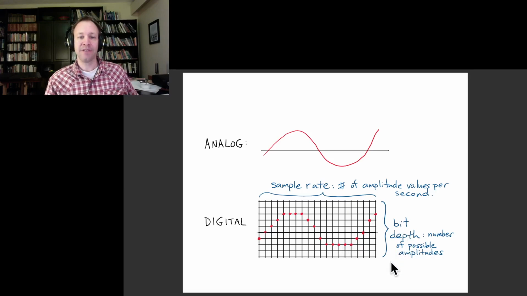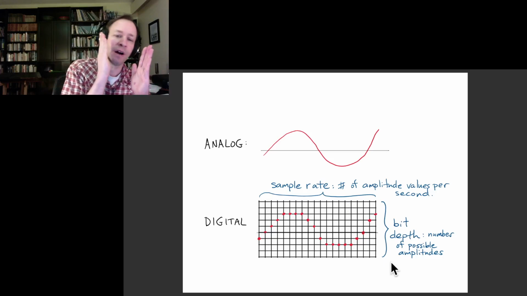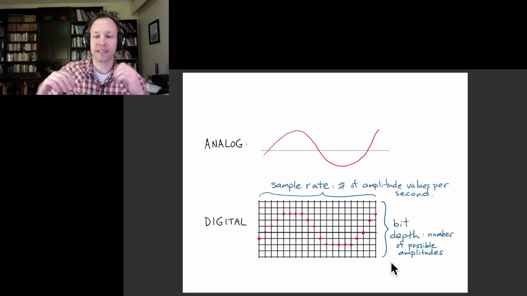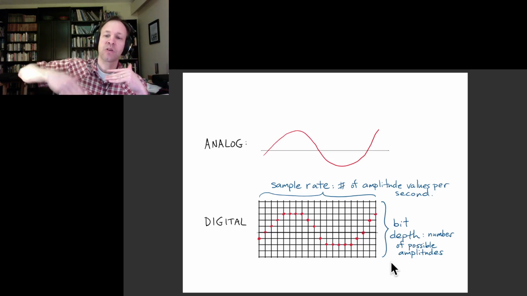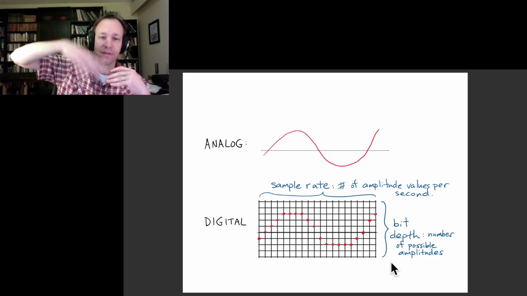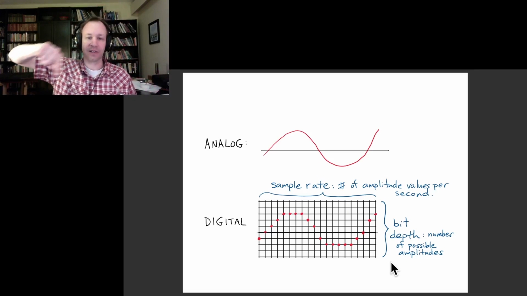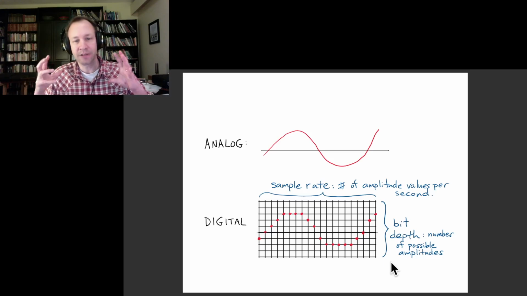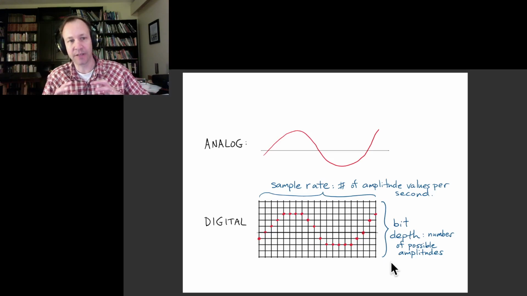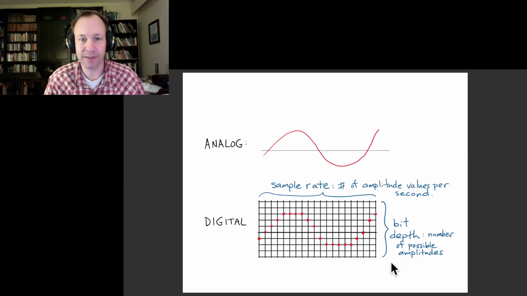Okay. And you see you're going to get better resolution the higher your sample rate is. So the more often you sample it, and the more possible values for the strength of the signal that you use, so the higher the sample rate, the higher the bit depth, the more faithfully your digital encoding is going to record the information that was present in that analog signal.